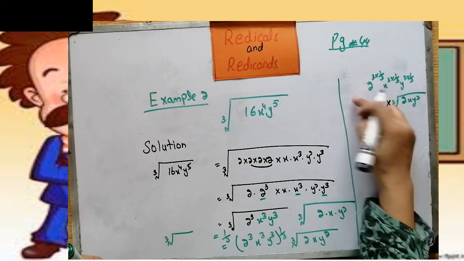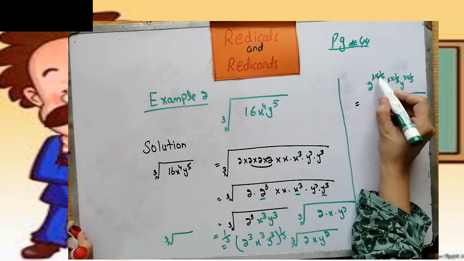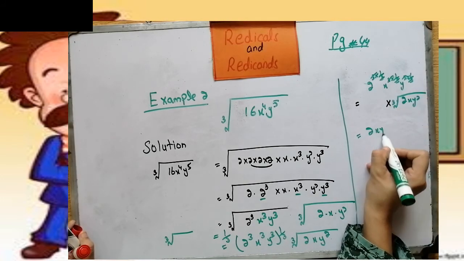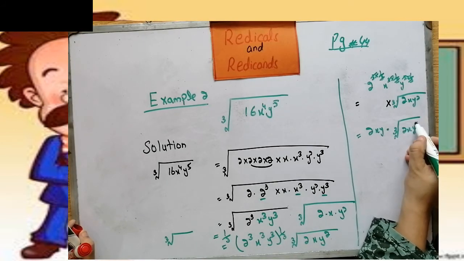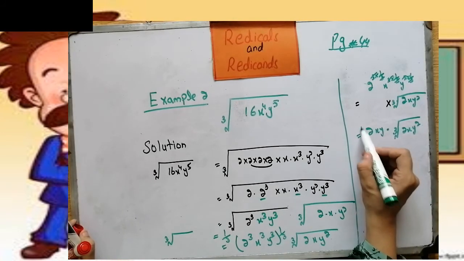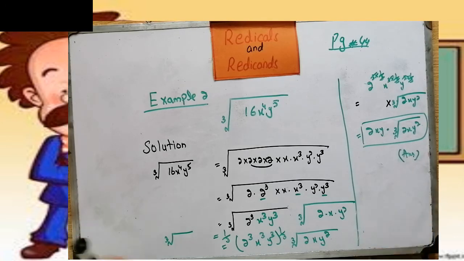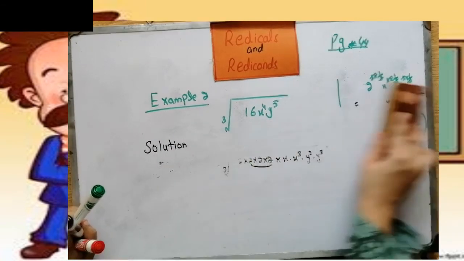The multiplications of 3 and 1 by 3 can be cancelled. So 2xy into the cube root of 2xy square. Right? And this is your final answer. You cannot simplify further. Understood, beta? Okay.